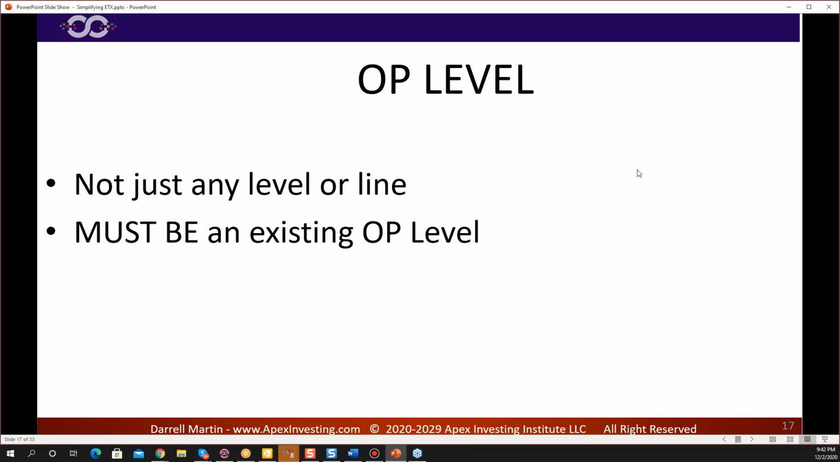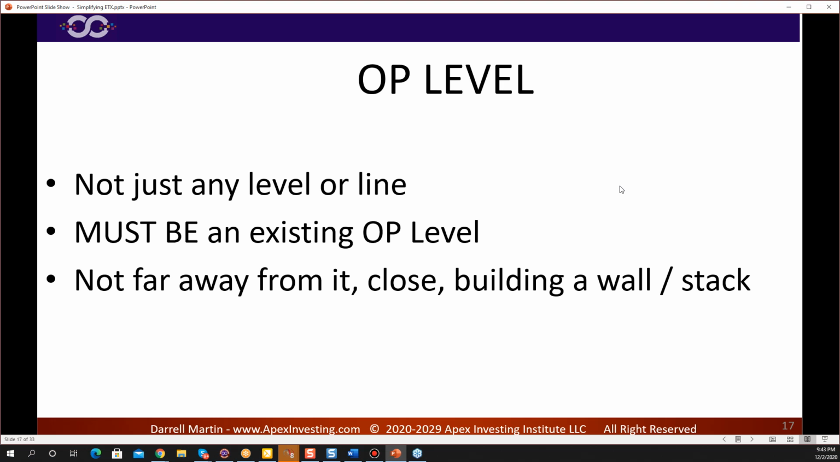So here is a big thing that I've seen some of you get confused on. The existing level, it cannot be just any line or level. It must be an existing order print level. It can't be a dynamic level, can't be a deviation level, can't be some other level. What we're looking for to bounce off of is an existing level, and it must be an order print level. Okay, does everybody understand that?